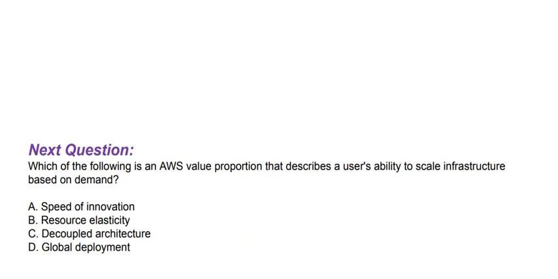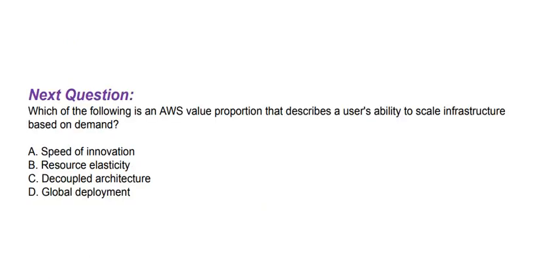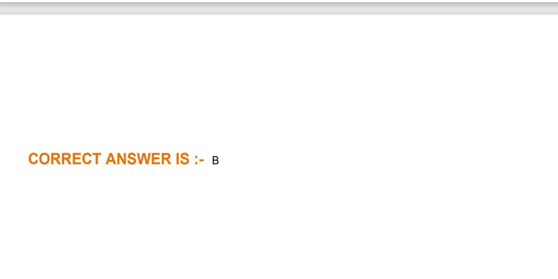Moving to next question. Which of the following is an AWS value proposition that describes a user's ability to scale infrastructure based on demand? Option A. Speed of innovation. Option B. Resource elasticity. Option C. Decoupled architecture. And option D. Global deployment. The correct answer is option B.